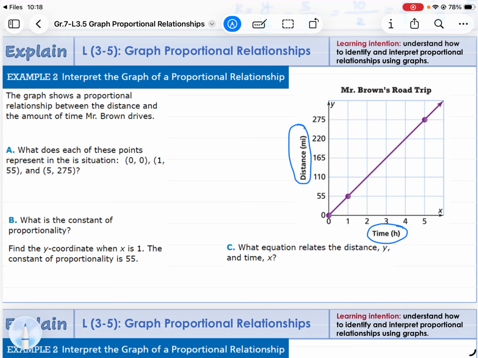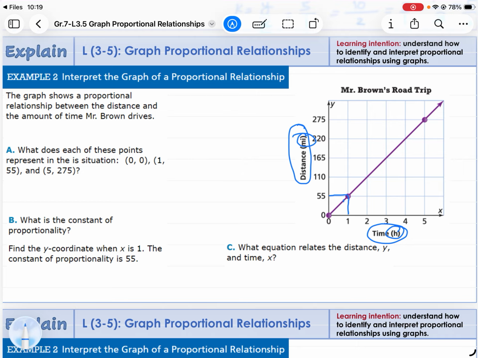Let's go to 1 and 55. In 1 hour, Mr. Brown drove 55 miles. From where are you going to get the keywords? From the graph itself. Start with the x, time. What unit is he using for time? Hours. So you should use the word hours. In 1 hour, he drove 55 what? Miles. You should use these two keywords, hours and miles.